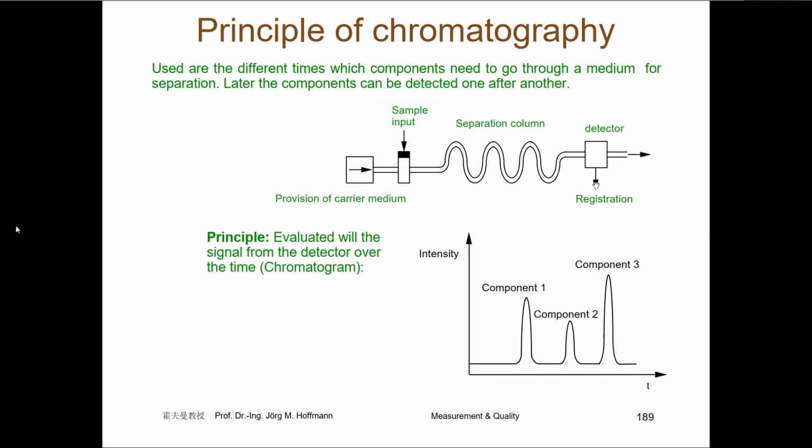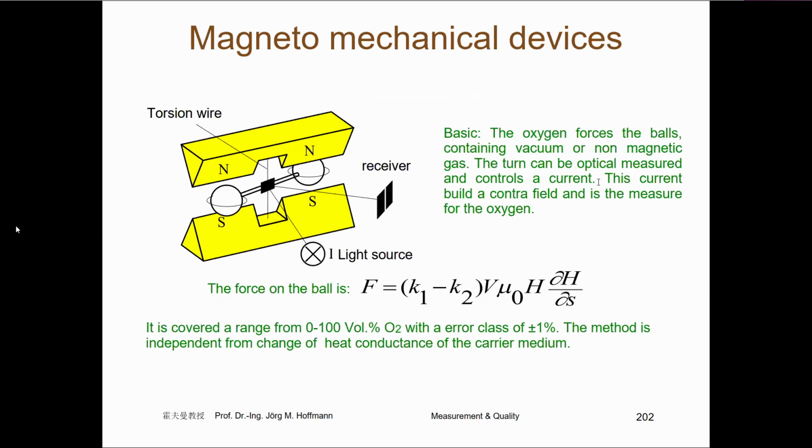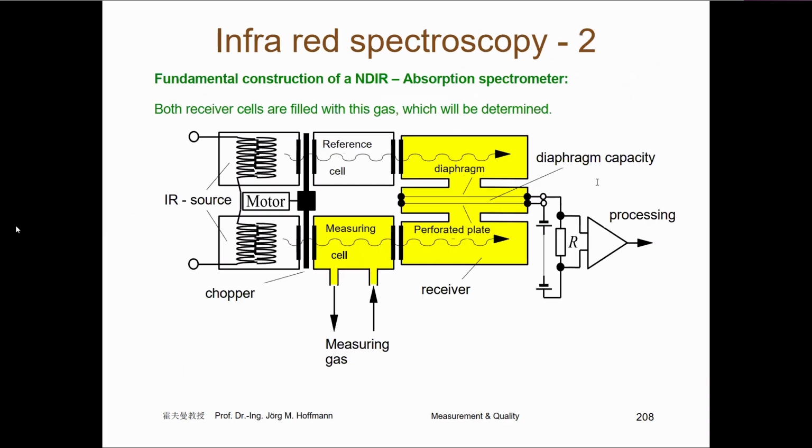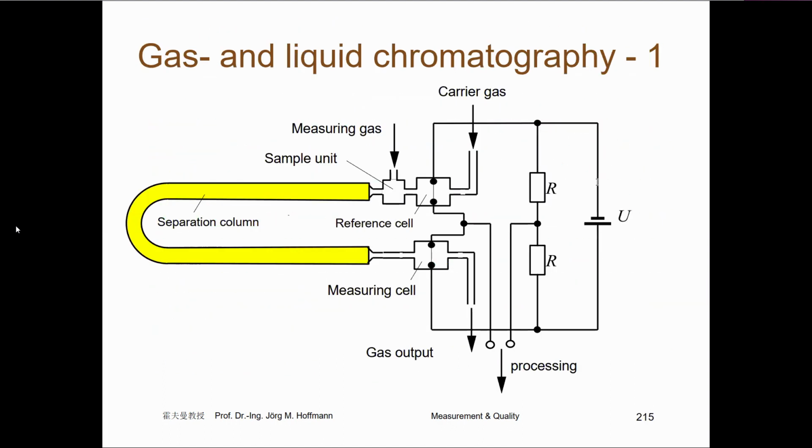I will show you a concrete example. That is a concrete example for a gas or liquid chromatograph. You have here this separation column with the particles in it, from a special material, and you have here the carrier gas. You go with the carrier gas through this sensor.